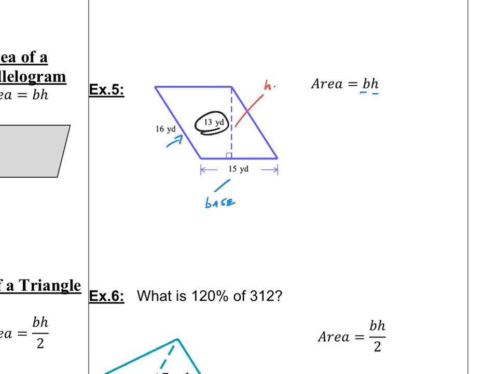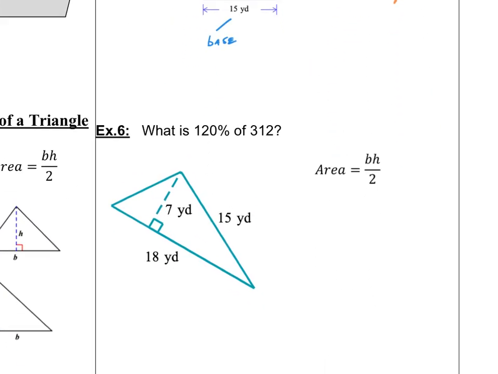So you would simply say you're going to have 15 yards times 13 yards to find the area. Notice that we have yards times yards, so that's going to be yards squared, because we're talking about two dimensions. 15 times 13 means the area of that shape is 195 yards squared. All right, so we just go past that percentage problem.